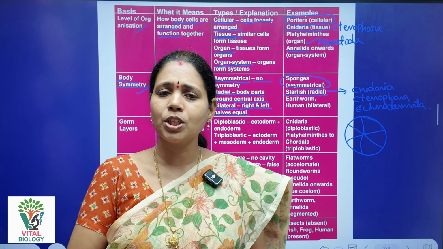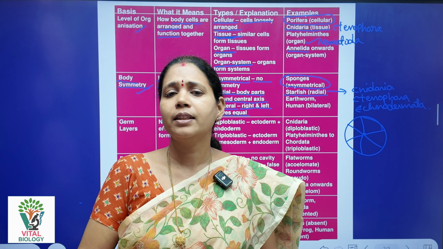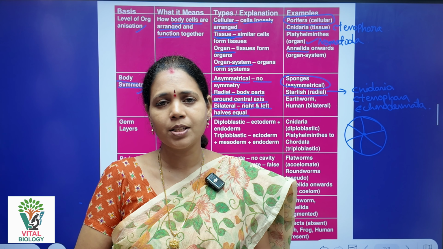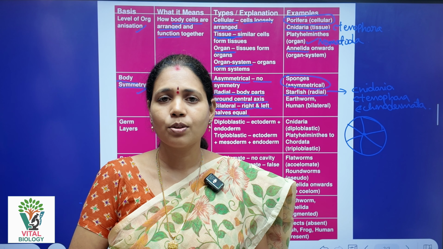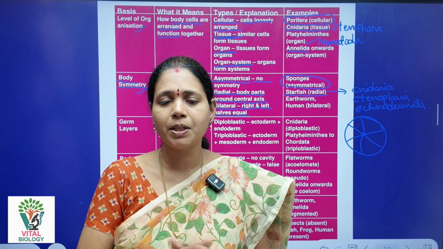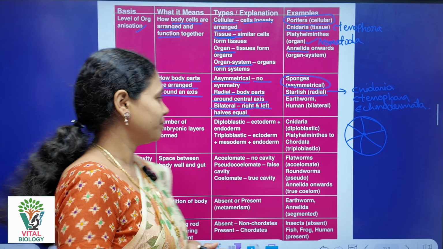And the organisms which are elongated, yes, in them we can see such type of bilateral symmetry. For example, here Annelida, and as well as the chordates especially, they exhibit such type of bilateral symmetry.